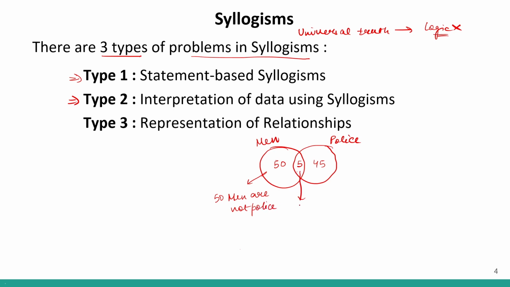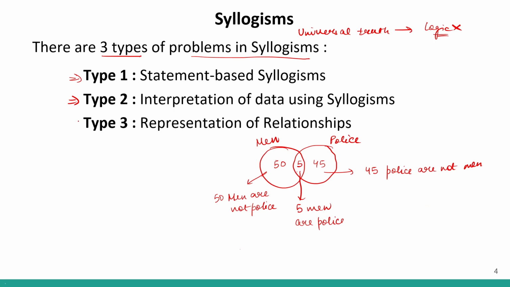Based on this data, I can interpret 5 men are police. There are 5 men who are police. And based on this data, I can say there are 45 police that are not men. So this is how I am interpreting data using syllogisms. This is a different concept. We are using the same concept of Venn diagram, but the question type has changed.